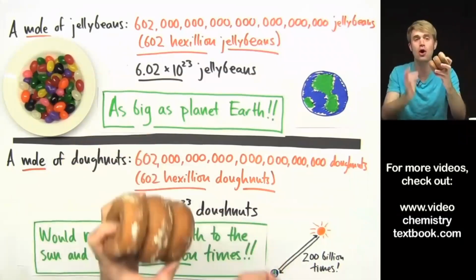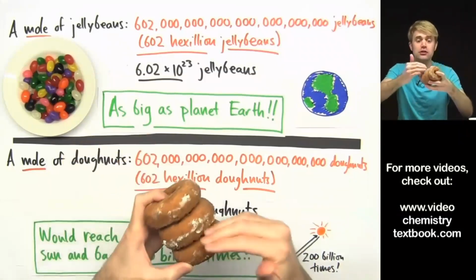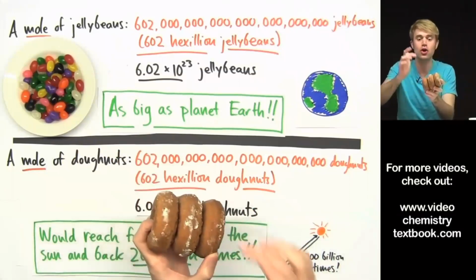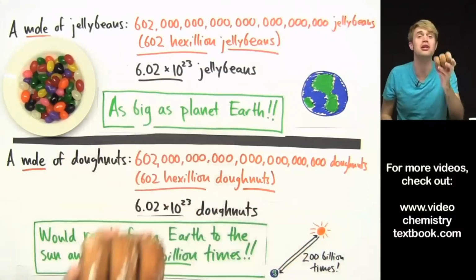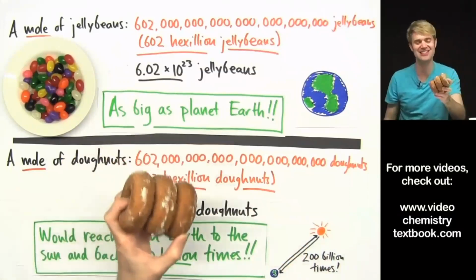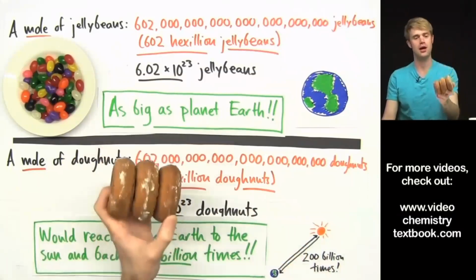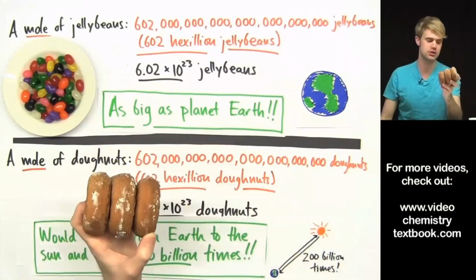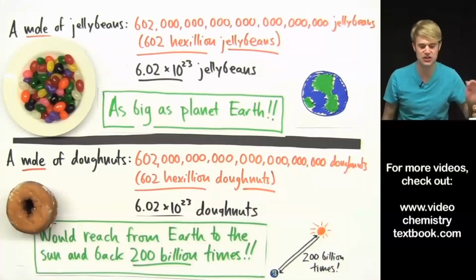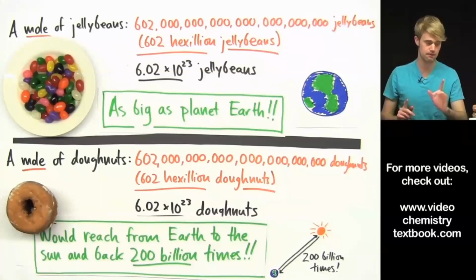Again, think about how many donuts we would have if we just laid donuts down like this from your house to your school, right? That would be a ton of donuts. Now imagine going from Earth to the sun and back 200 billion times. That is how many donuts 602 hexillion donuts is.